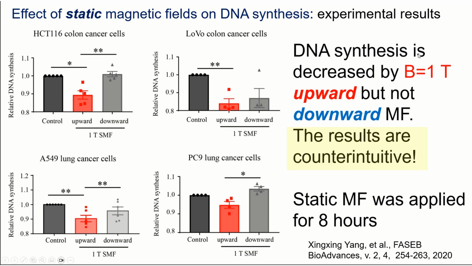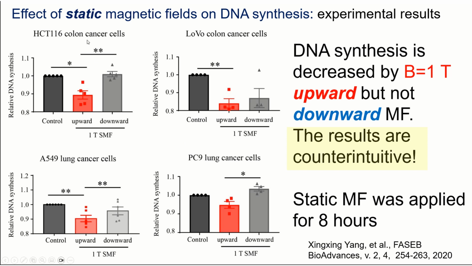Tesla static magnetic field. The figure that we see on the screen displays the relative DNA synthesis rates in the upward and downward magnetic fields. They are counterintuitive. Indeed, DNA synthesis depends on the magnetic field direction.